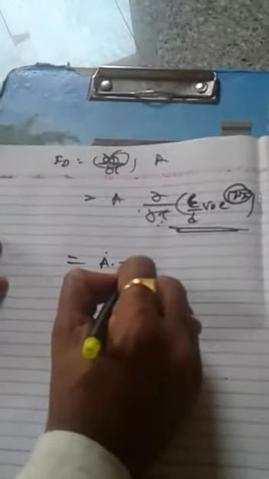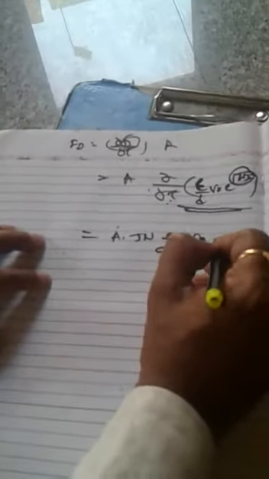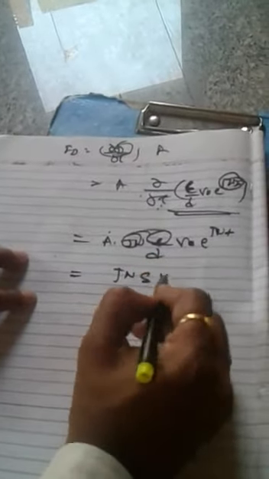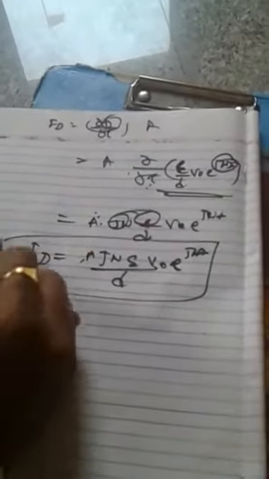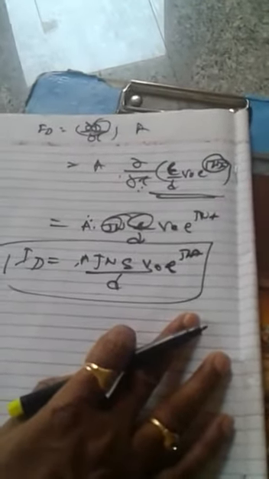A as it is, and differentiating gives j omega, so epsilon by d into V naught into e to the power of j omega t. So j omega epsilon A V naught e to the power of j omega t divided by d. This is id. This is the expression for the displacement current.